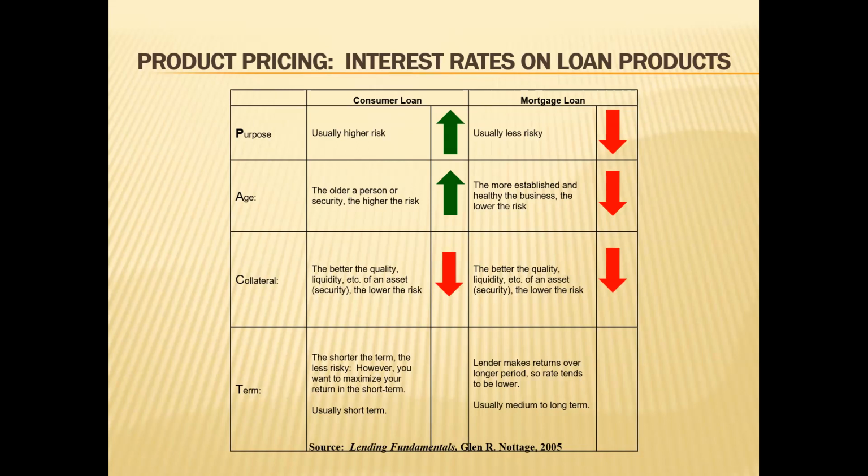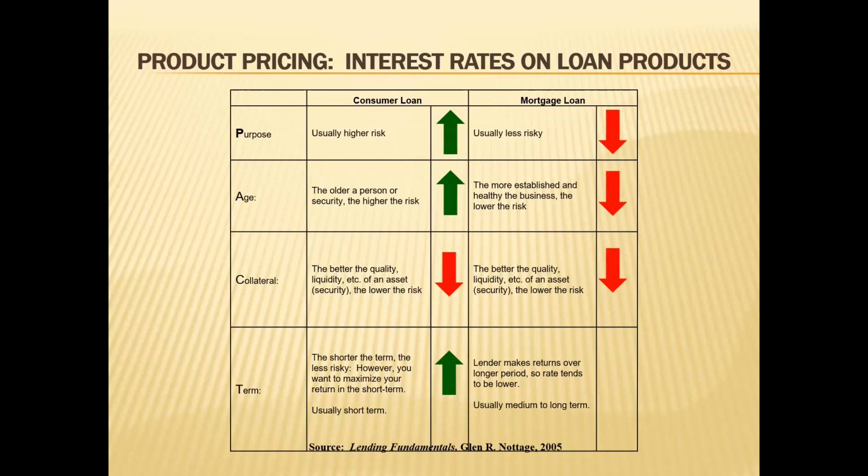Term, T, term. The shorter the term, the less risky. However, you want to maximize your return in the short term. Usually short term, remember I said, because it's short term, you want to make as much money as possible, since it's a relatively short term. So what would be your opinion on the arrow pointing upward or downward? Upward, sir. Upward? Yes, okay. All right.